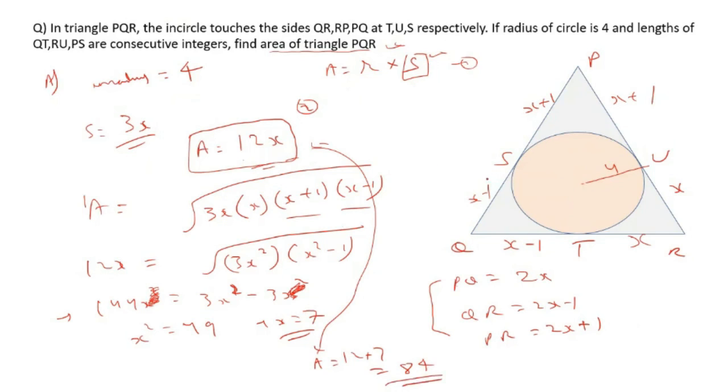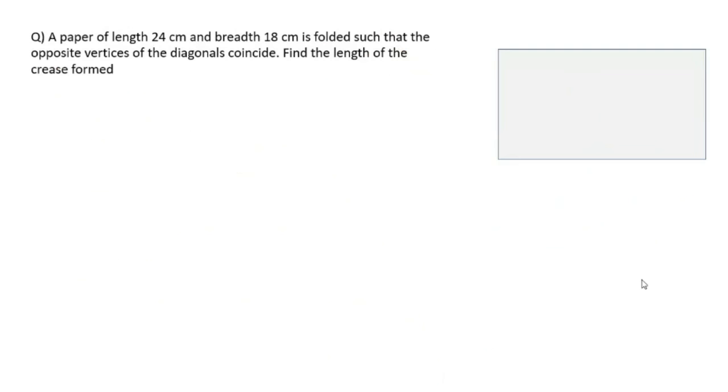So good question, combining multiple concepts of equal tangents, and then basically 12x and Heron's formula, which we just equated to get the value of x, and x was equal to 7, and the 12x gave us the area directly as 84 square units.